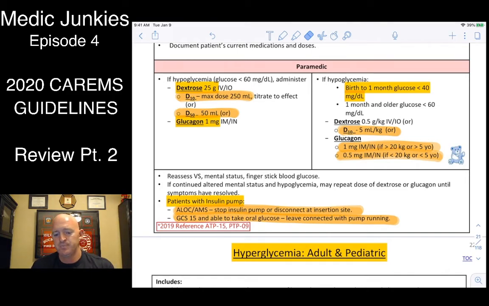With kids, it's only 5 cc's per kilo. In the past, we've been able to give 5 to 10 cc's per kilo, but now they're wanting us just to stick with 5, okay?